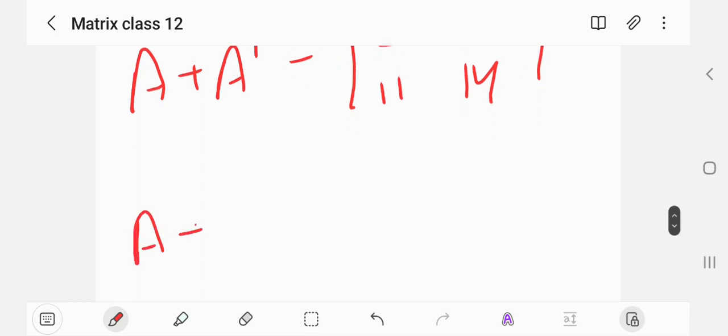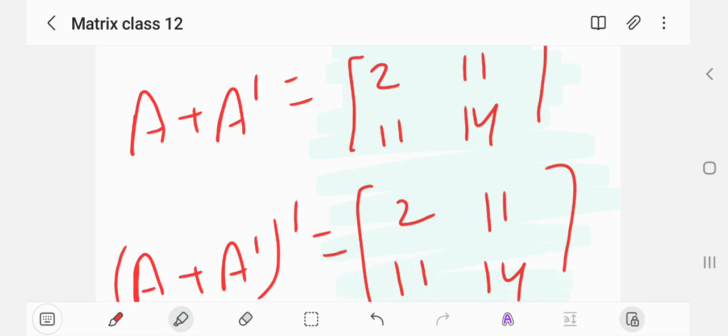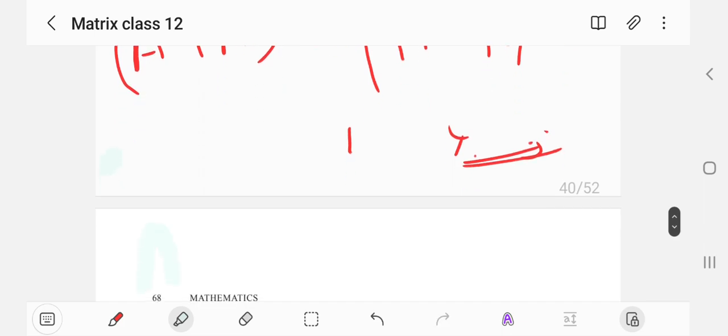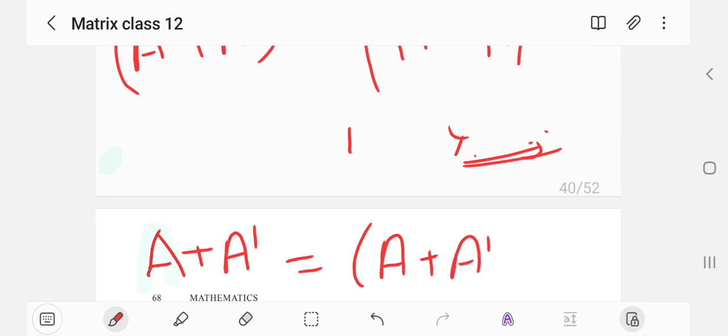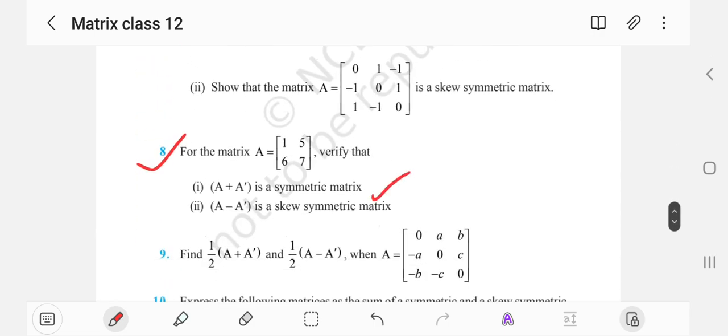Now if you find A plus A transpose whole transpose, what will it be? See, 2, 11, this is one row, this becomes a column, and this is the second row, this becomes the second column. Are they both the same? Check. Yes, they are exactly the same. Hence we can say that A plus A transpose is equal to A plus A transpose whole transpose. Hence it is symmetric. This is what we wanted to prove.